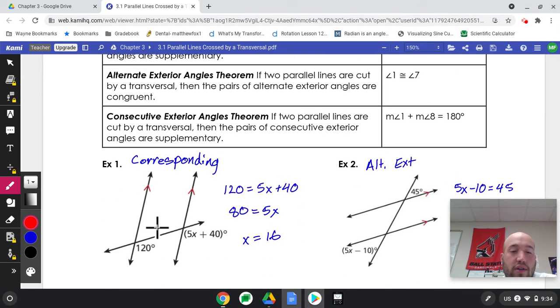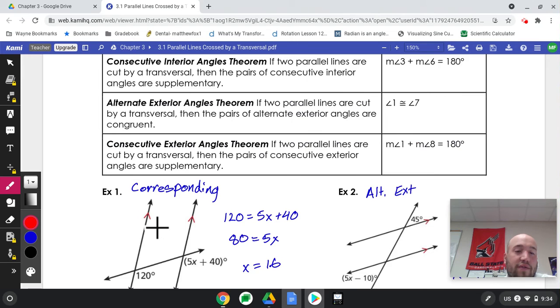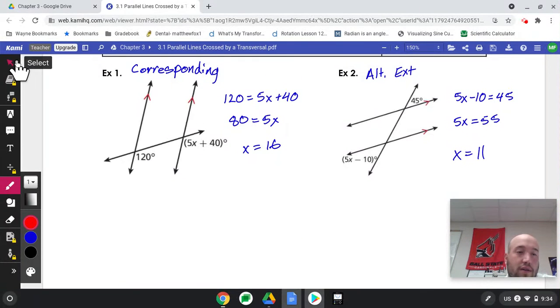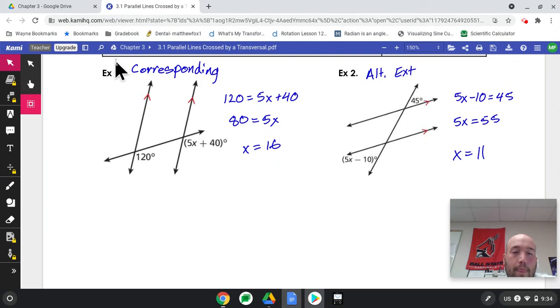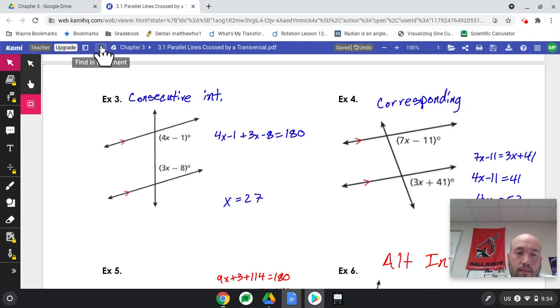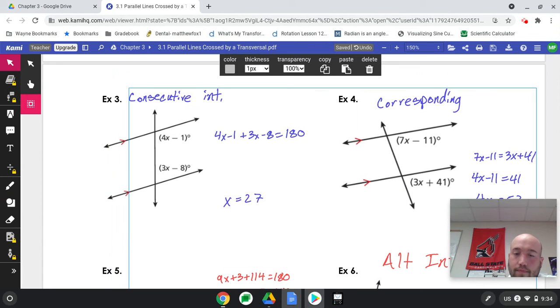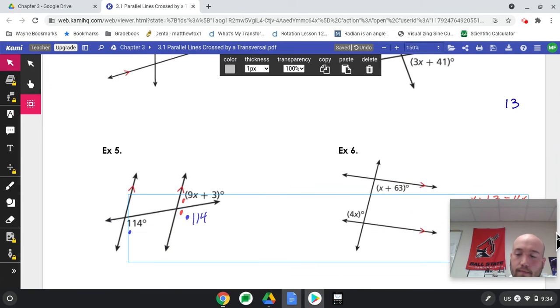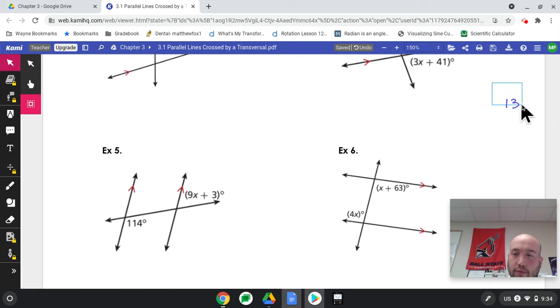Now next, alternate exterior. Oops, it looks like I forgot to erase. So give me 1 second. All right, so thanks for your patience.